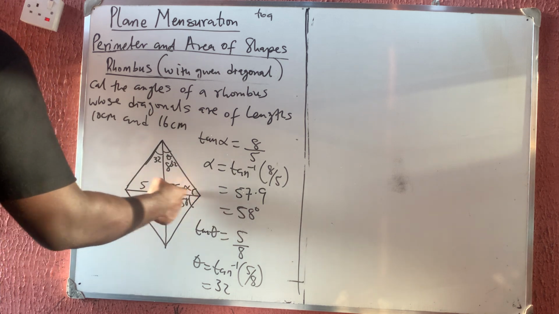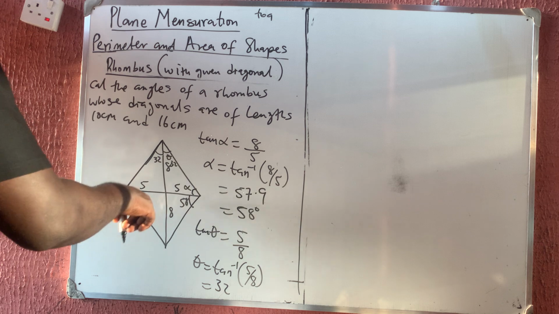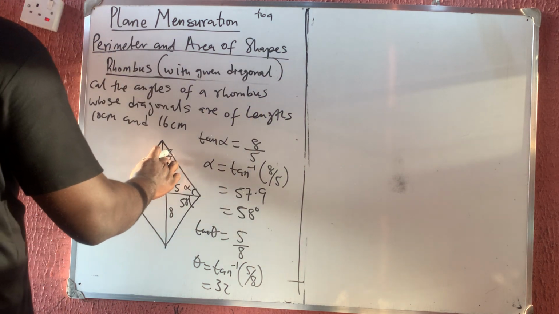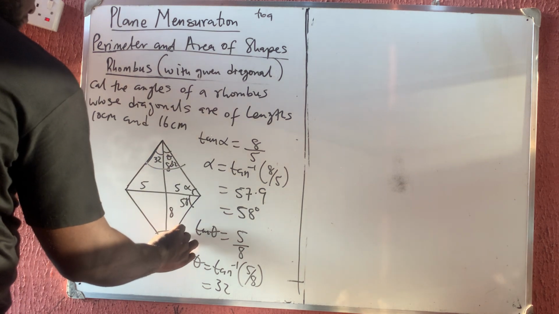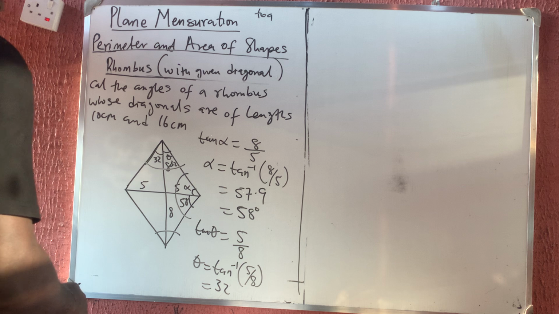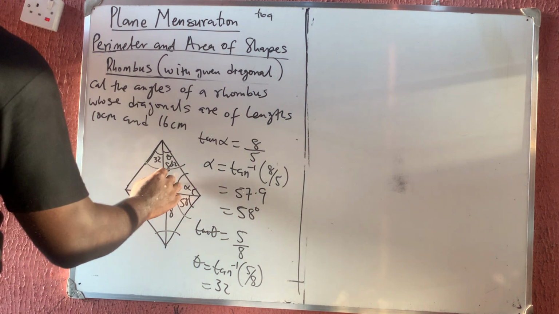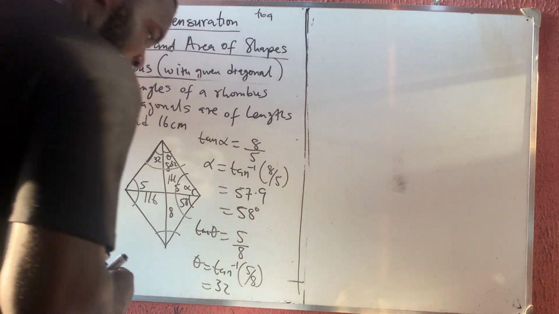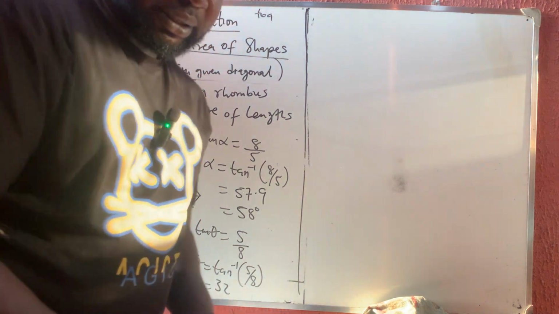Don't forget that these opposite sides are equal. So the angles are 32 plus 32 for this one is 64. This one is 64, and here should be 64. Here should be 58 times 2, that is 116. Here should equally be 116. So these are the angles of the rhombus. Okay, so that is that.